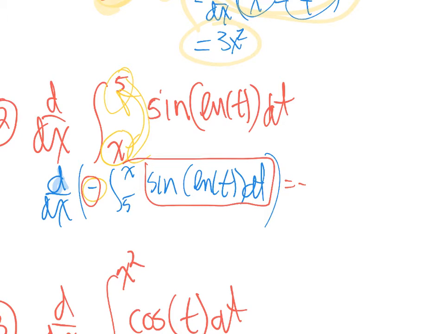replacing t with x: sine ln of x. And that's it. That's all I have to do, because what I've done is I've integrated, then I've differentiated. So I do something and then I undo it. I square root something, then I square it. I cube root something, then I cube it.